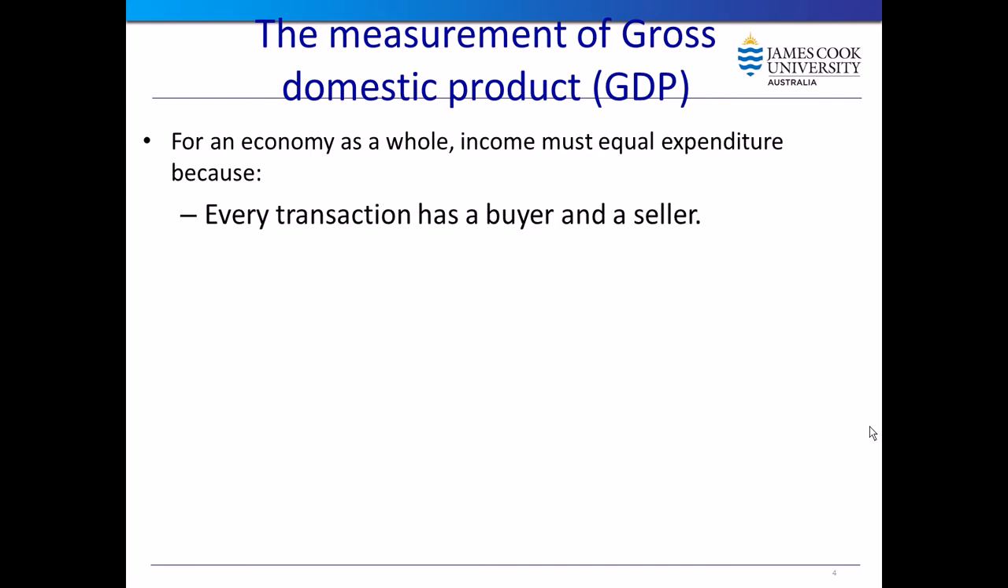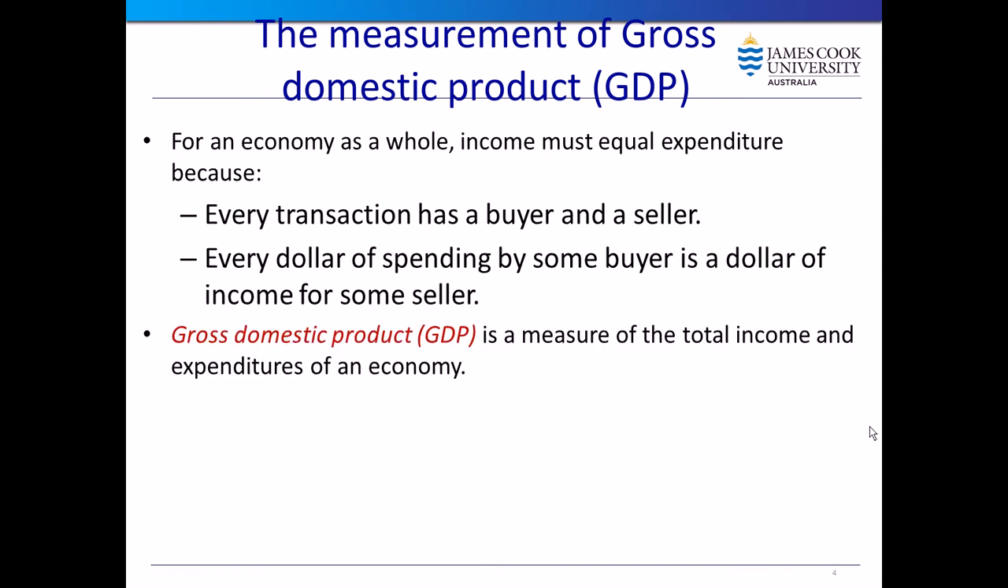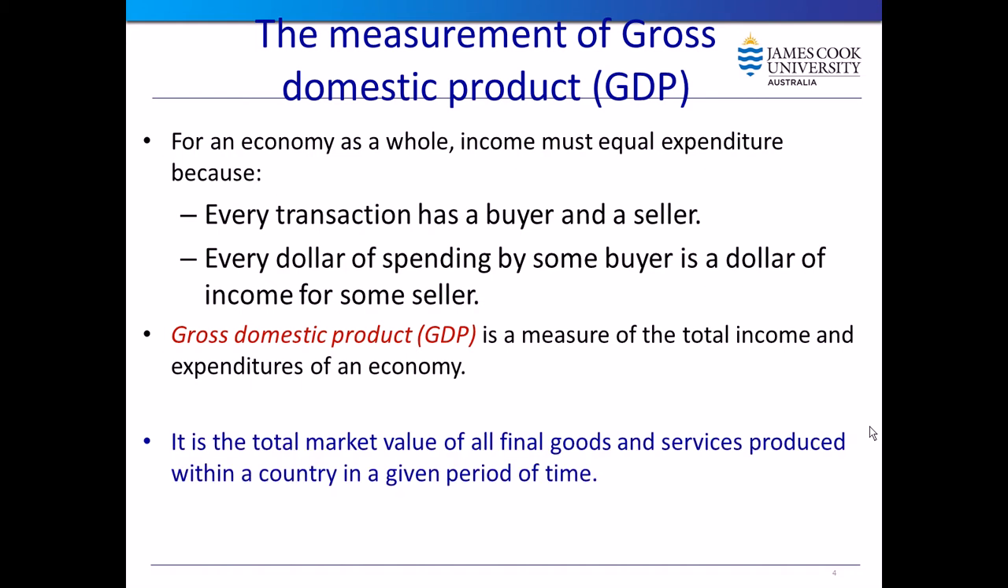So we know that for an economy as a whole, income must equal expenditures, because for any transaction, there's both a buyer and a seller. And the buyer's spending should be the seller's income. GDP, gross domestic product, is a measure of the total income and the expenditures of an economy. It is the total market value of all final goods and services produced within a country in a given period of time.